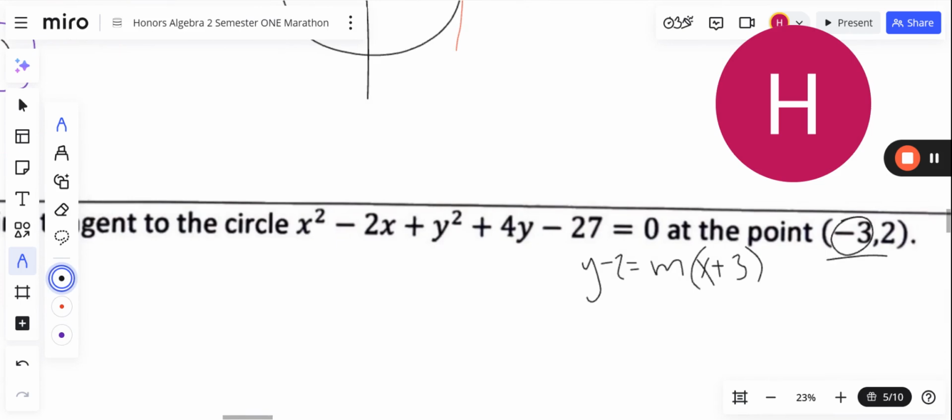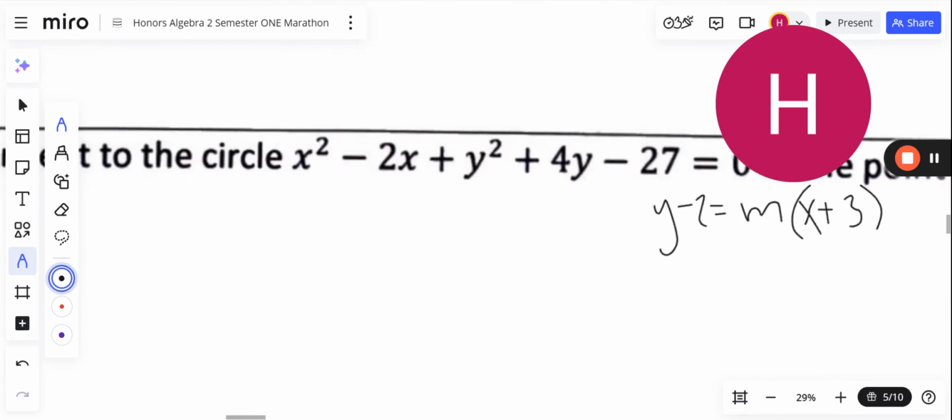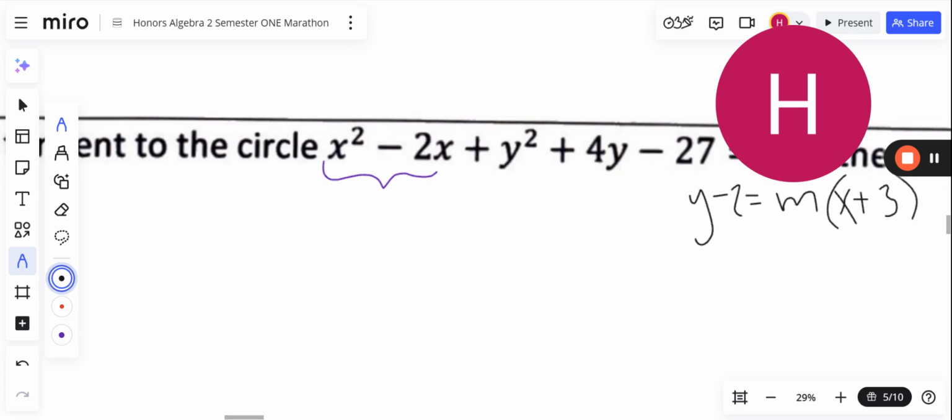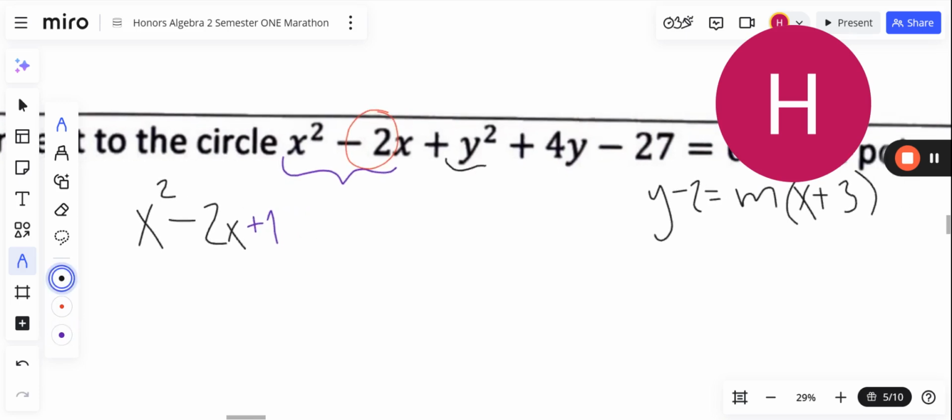But this time, the circle is not centered at (0, 0), so we have to find what that center is. We do that by completing the square. Take these x terms, cut your b value in half, this is your b value, and square it. So negative 1 squared is plus 1. That's what we need to add here to complete the square. Now take your y terms, y squared plus 4y, do the same thing, cut the b in 2 and square it. That's going to be 2 squared, which is 4.